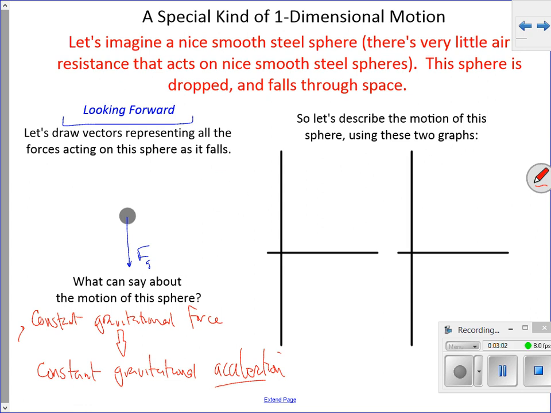Okay, so let's describe the motion of this sphere using two graphs, a position-time graph and a velocity-time graph. Well, for the position-time graph, we've got lots of ways. Let's say that x equals 0 is the ground. So what I would say is maybe something like this. This thing starts slow and then speeds up as it approaches the ground. It's a parabola, half a parabola in this case.